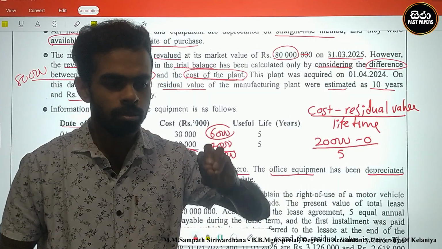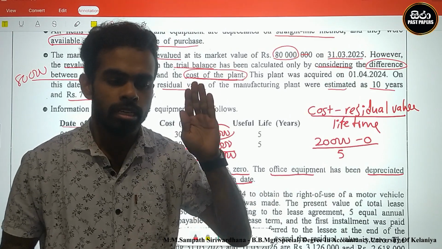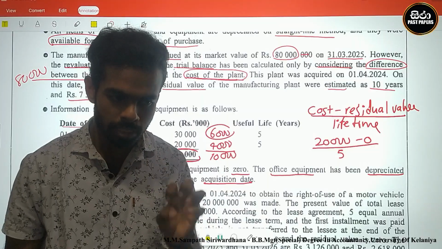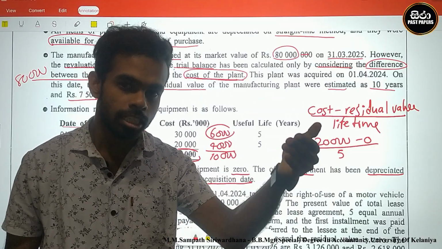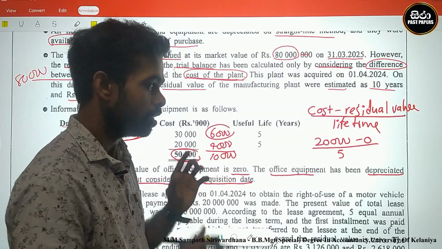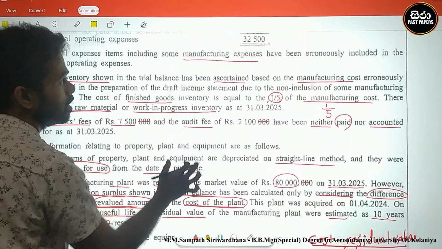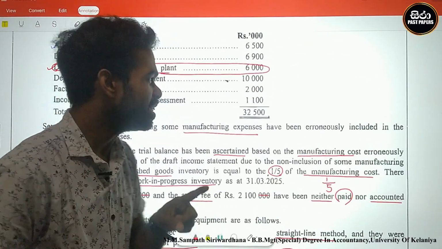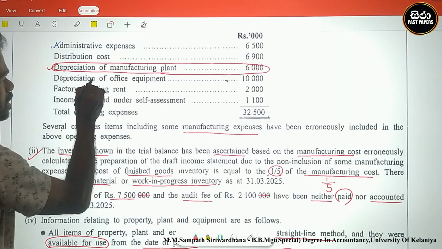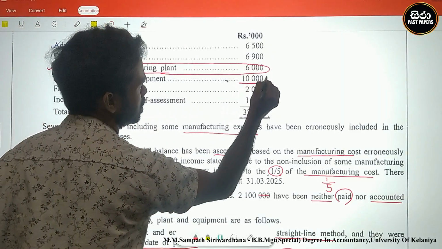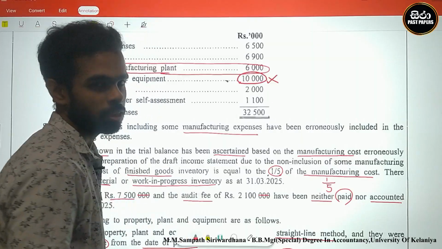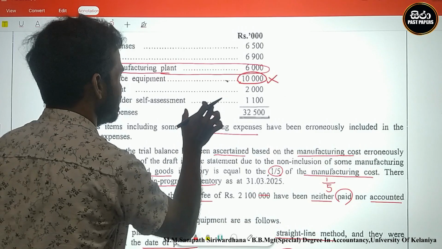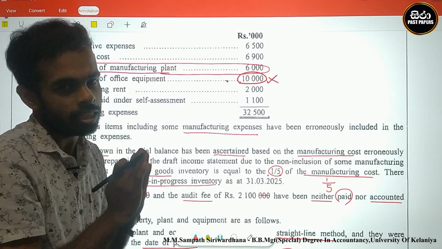You know, the office equipment annual depreciation double entry is depreciation expense debit and cumulated depreciation credit, with the wrong value of 10,000. We can see the 10,000 here, look here, depreciation expense debit. The expense is here: depreciation of office equipment 10,000. This is the wrong value. I will calculate the right value in future.